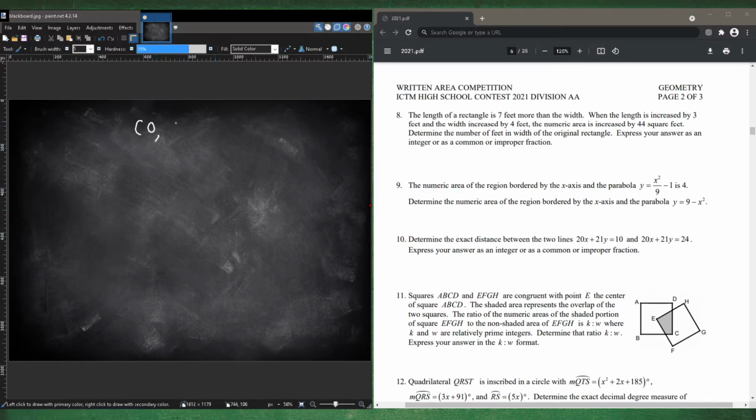So 10 divided by 21, that's our first point on our line, or second point on the second line. 24 divided by 21. Okay, so we got 2 random points. Doesn't matter which points, as I said earlier. Now we need to find the distance between these two.